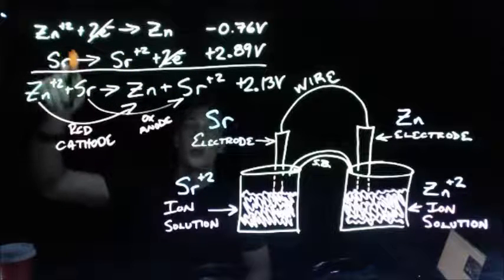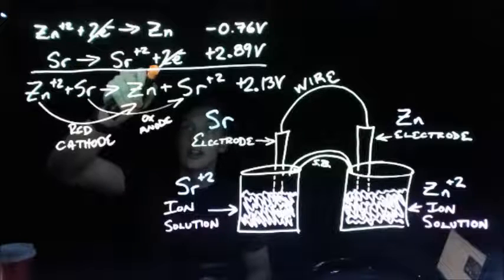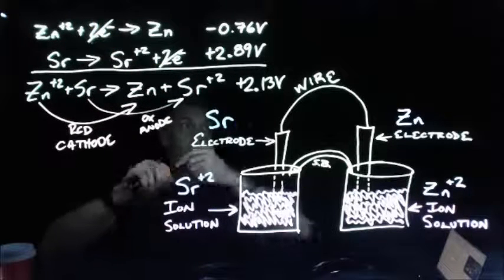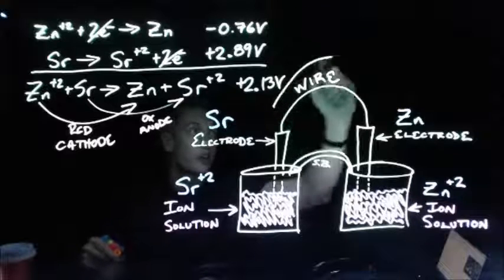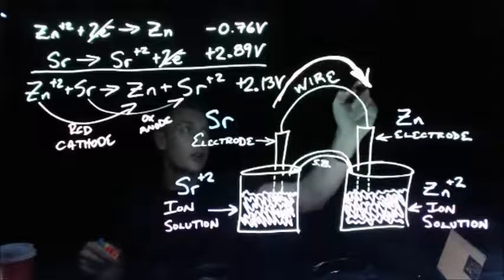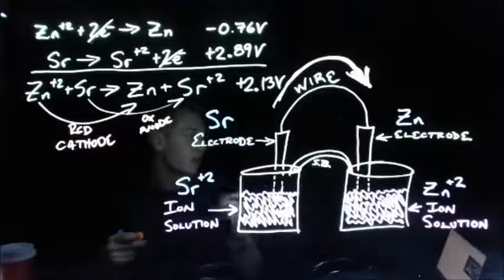And electricity will be going from, right, the strontium side is putting electrons out, the zinc side is taking electrons in, so electricity is going to flow here, that direction. Electrons are going to flow from the strontium to the zinc electrode.